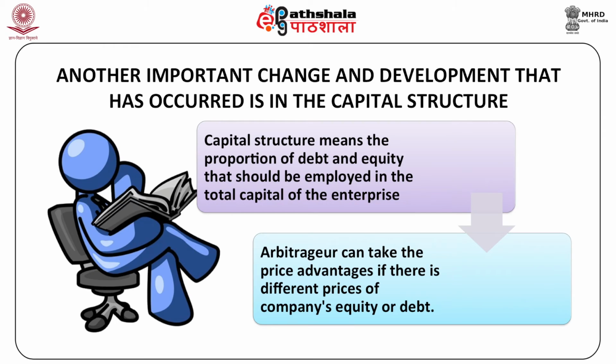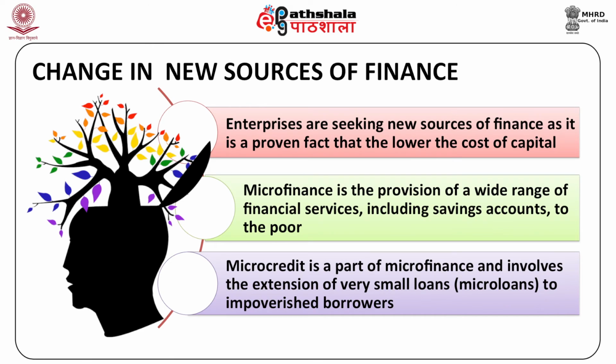Capital structure means the proportion of debt and equity that should be employed in the total capital of the enterprise. One can use the impact of leverage to generate higher returns. Now, arbitrage is possible in any capital structure. An arbitrageur can take the price advantages if there are different prices of a company's equity or debt. Enterprises are seeking new sources of finance, as it is a proven fact that the lower the cost of capital, the more the returns and more economic value added. In fact, retained earnings have also become a very good source of capital.